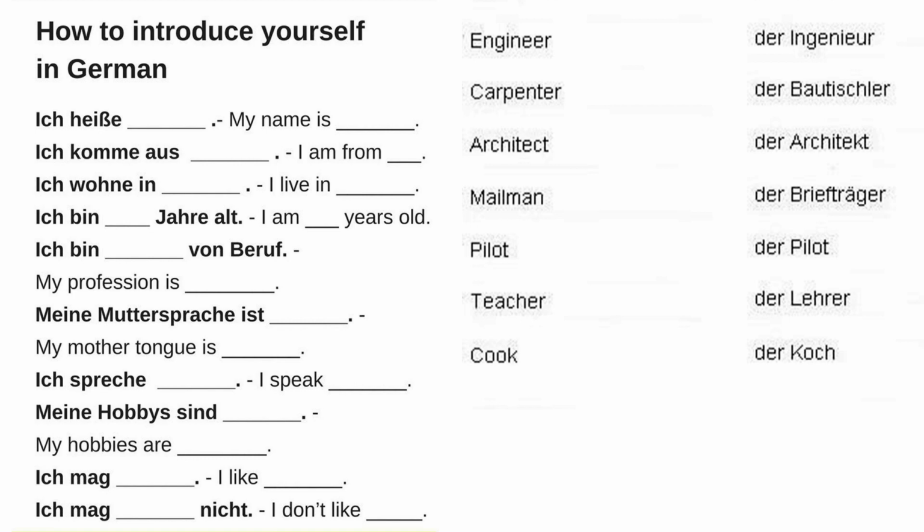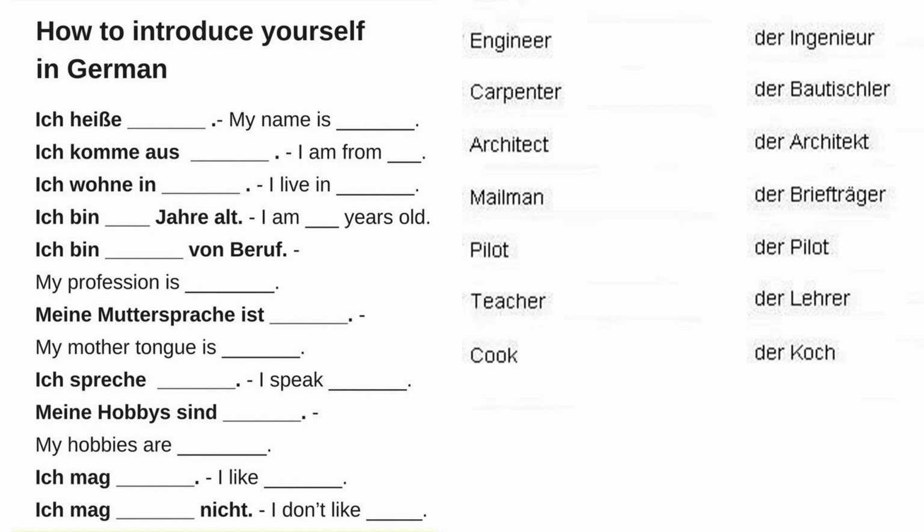Meine Hobbys sind Fußball spielen und Musik hören. My hobbies are playing football and listening to music. Ich mag, you can write anything. Ich mag, what do you like? Ich mag nicht. Nicht means not. I don't like. So you can write anything you want: ich mag this, ich mag that, or ich mag nicht. Anything you want.